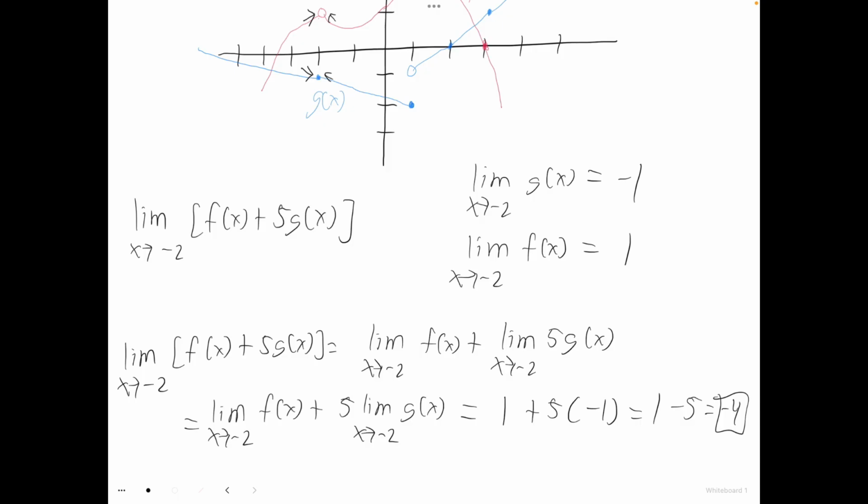So we get negative 4 for this limit. Now the key thing to be aware of here is we did need to check that the limits existed before we could actually use limit laws. Now frequently we just kind of assume the limits exist and use the limit laws, but we should actually check that limits exist before applying our limit laws.